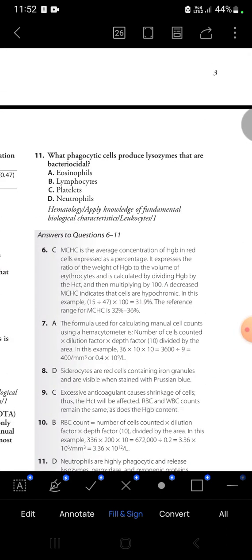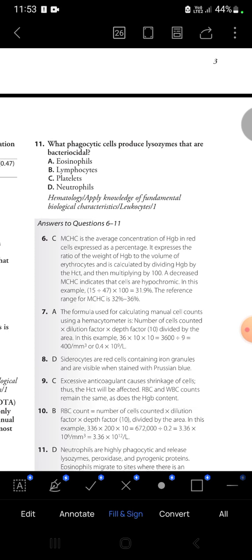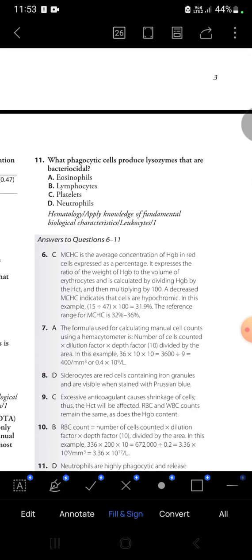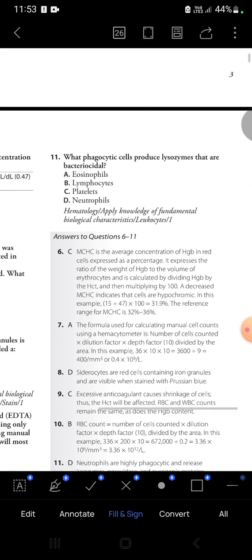What phagocytic cells produce lysozymes that are bactericidal? So the answer is D. Why? Because these cells are highly phagocytic. They engulf everything which is a foreign particle.